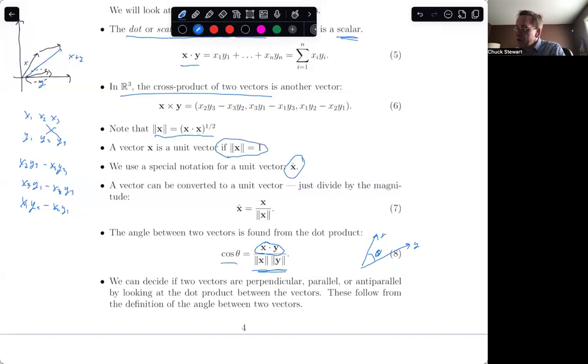So in particular, if x dot y equals 0, which means x and y are perpendicular, then cosine theta equals 0, which implies theta equals pi over 2, or 90 degrees. And so we can determine if two vectors are perpendicular, parallel, or anti-parallel, which means they have opposite directions, by looking at the dot product.